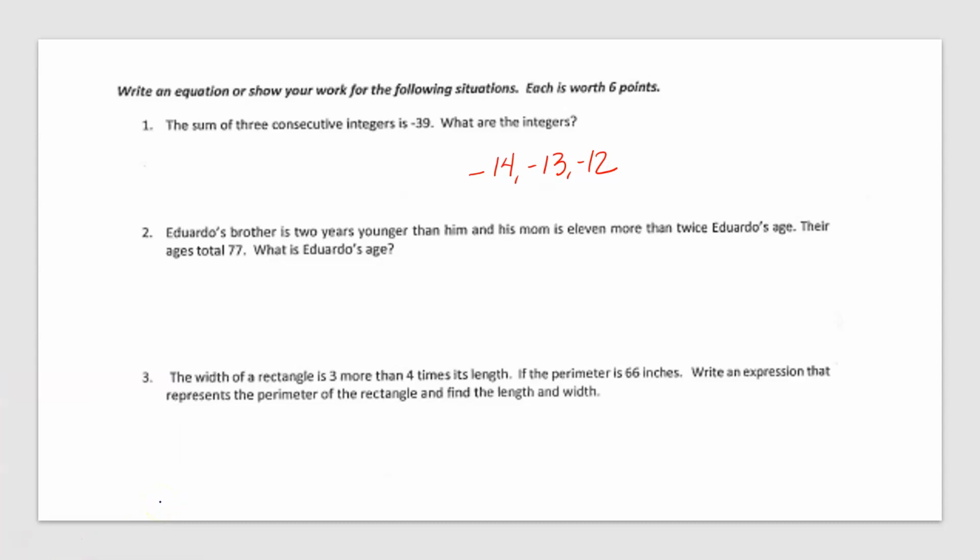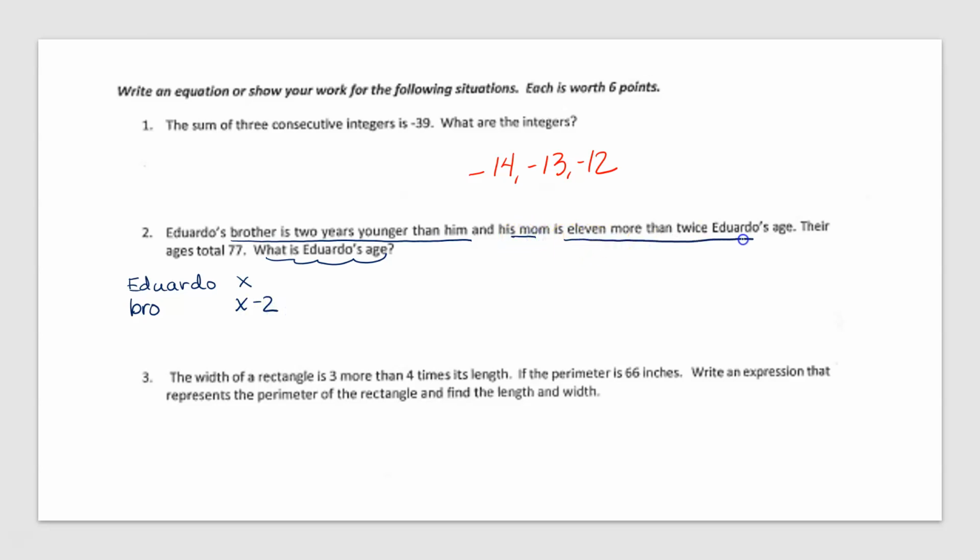Okay, 2. Eduardo's brother is 2 years younger than him, and his mom is 11 more than twice Eduardo's age. Their ages total 77. What is Eduardo's age? Well, we're looking for Eduardo, so we are going to make Eduardo X. It says his brother is 2 years younger than he is, so X minus 2.